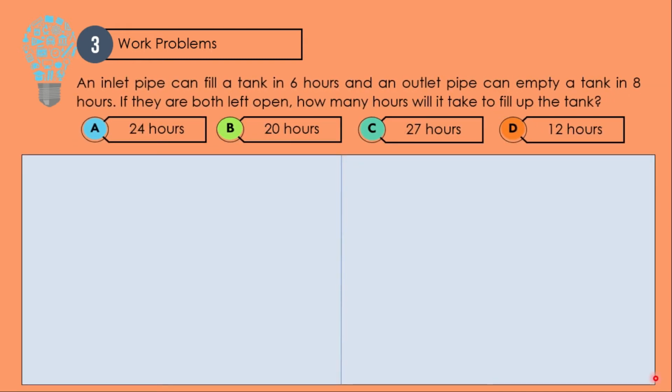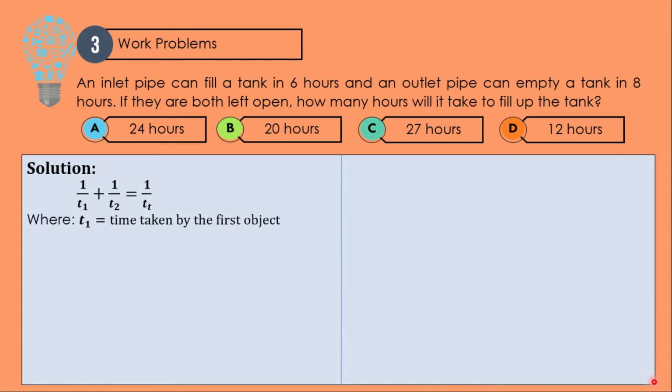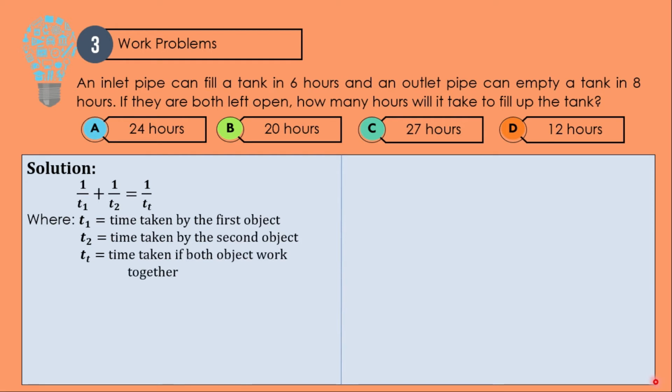In work problems, we are talking about work related to time. Let's refer to this formula to solve the problem, where T sub 1 is equal to time taken by the first object, T sub 2 is equal to time taken by the second object, T sub T is equivalent to the time taken if both objects work together.